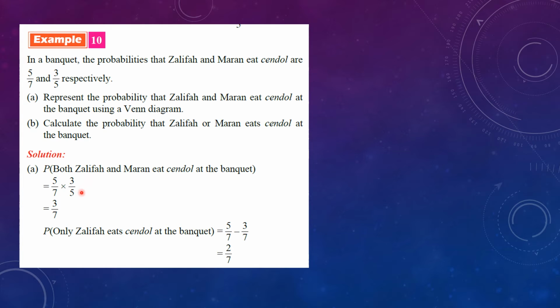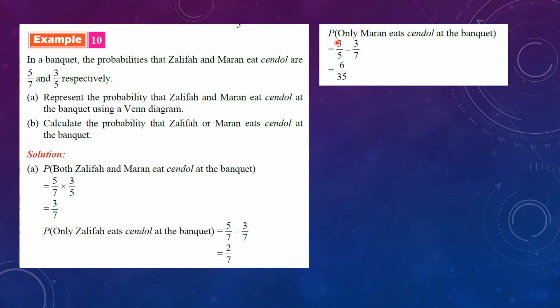The same thing you must do for Maran. Probability only Maran eats cendol at the banquet: 3 over 5 is the probability of Maran, minus the intersection 3 over 7. So you will get 6 over 35.